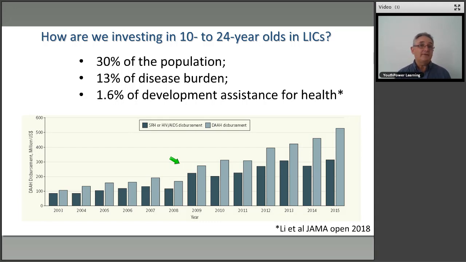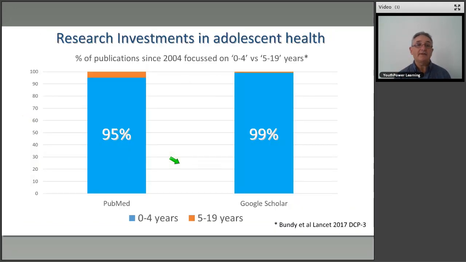Now, we can look at investments in a different way, which is investments in knowledge, which is the 5th point that I'd like to present, and ask the question, of the research studies that have appeared in the peer-reviewed literature since 2004, so 0 to 19 years, how many of them have been focused on under 5s, and what proportion have been focused on 5 to 19-year-olds?